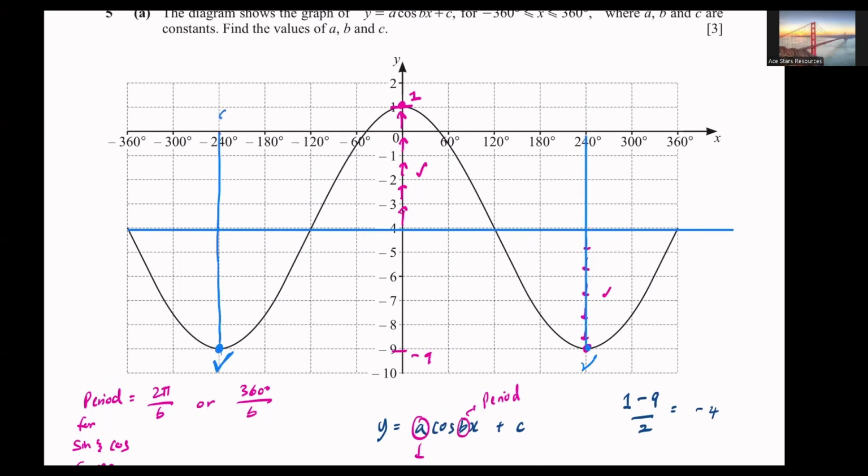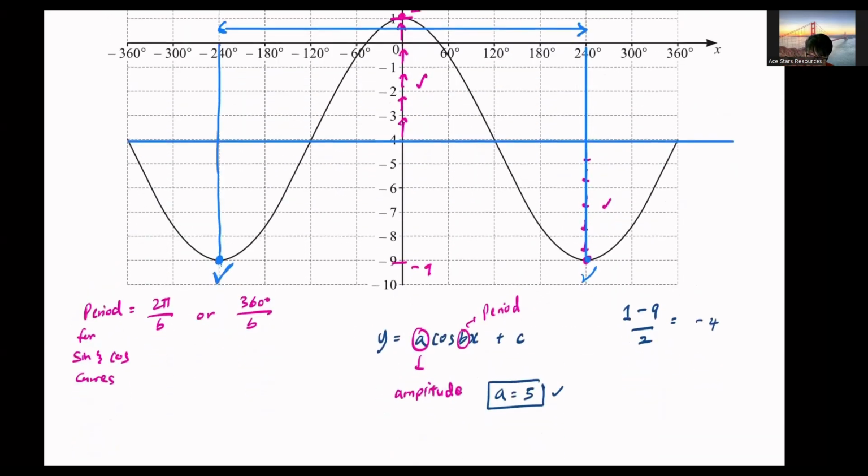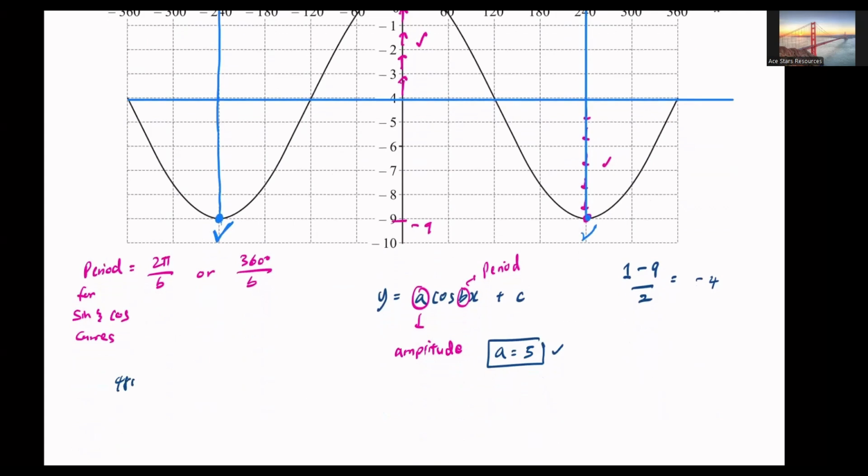So what is the angle in between? What's the total angle needed to complete one cycle? 240 plus 240, that's gonna be 480, right? And that's good. Now come back to our questions. 480 will be our period.